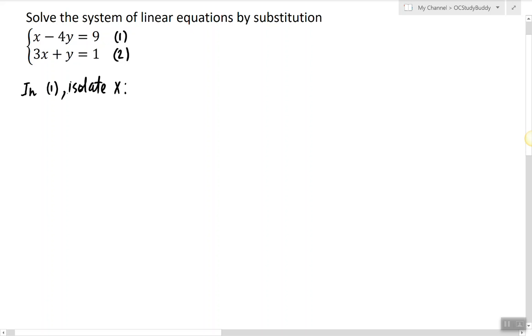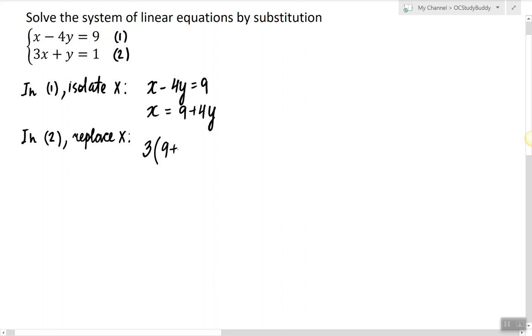And what do we have? We start with x minus 4y equals 9. I add 4y to both sides to get 9 plus 4y. Now we take this expression that we obtained by isolating x, and we're going to replace x in equation 2 with this expression. So instead of x, I'm just going to write 9 plus 4y, and I'll copy the rest.